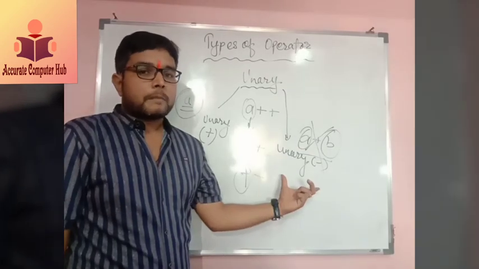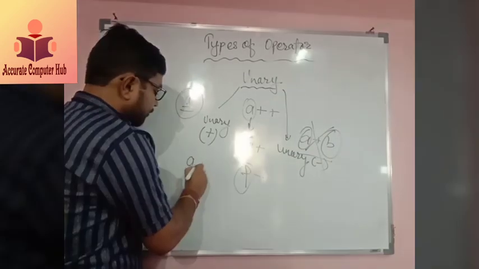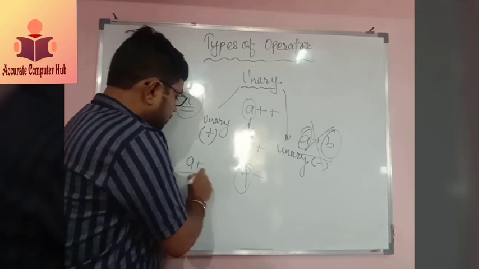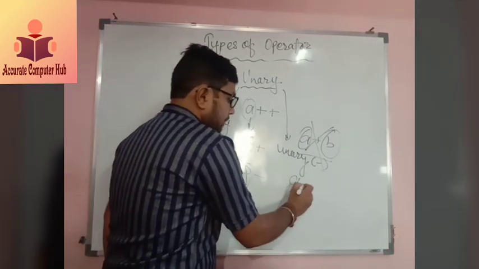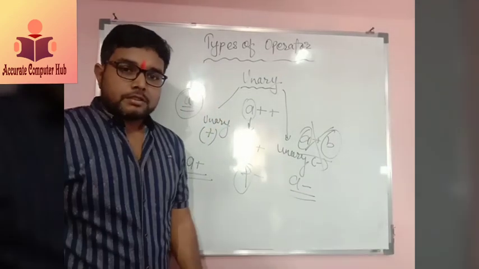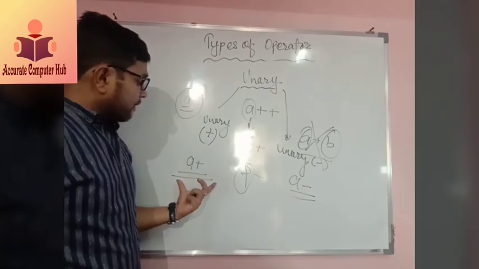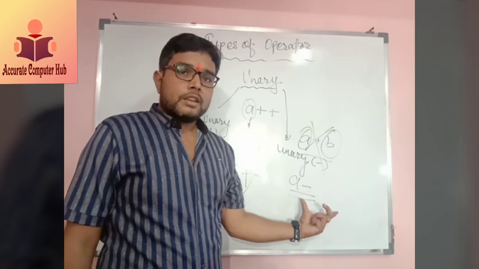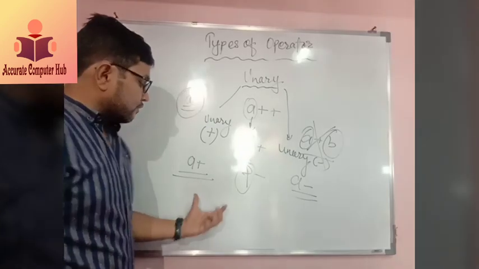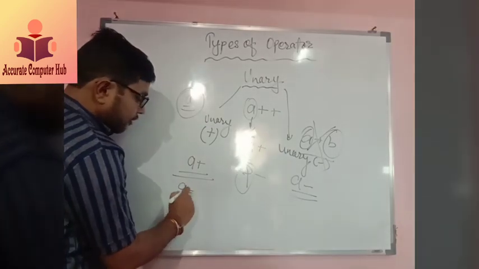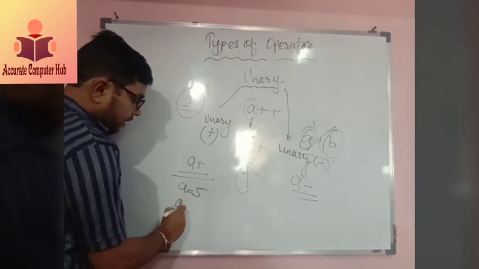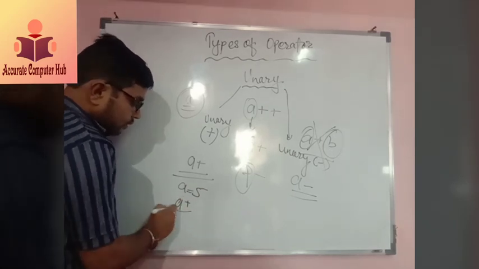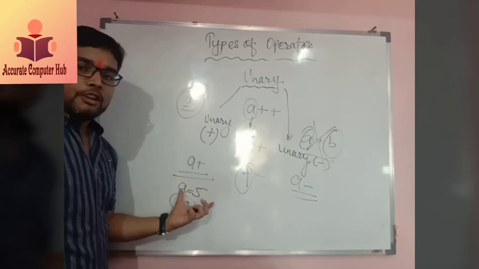Unary plus and unary minus. Means if I am writing a plus, this is unary plus. If I am writing a minus, this is unary minus. Example of unary plus, if I have the value of a equals to 5 and I am putting a plus, so there is no change in the value of a.